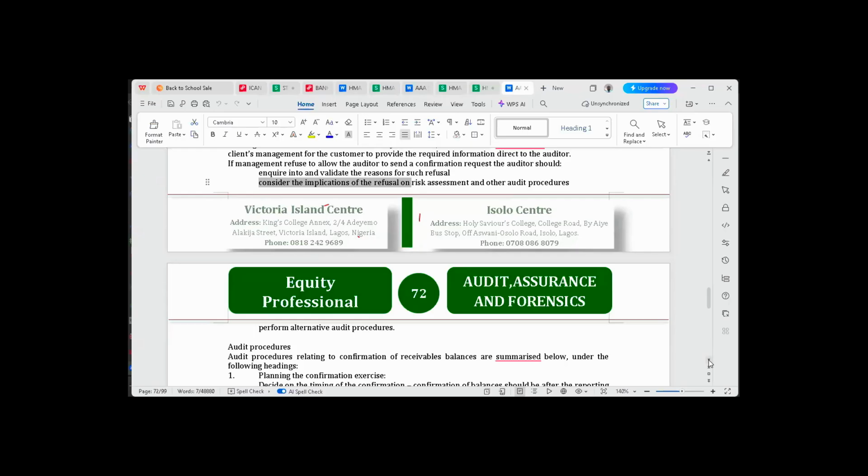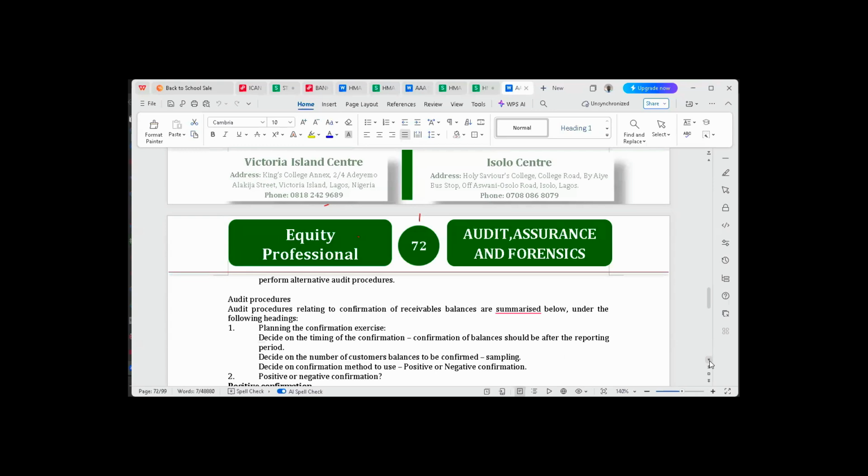All right? So this is the procedure that the auditor needs to follow when he wants to perform circularization of receivables, okay? You want to confirm what you have as receivables. Number one, you need to plan the confirmation exercise. That's number one. Planning the confirmation exercise. You need to know what it needs to do. What will be involved in the planning?